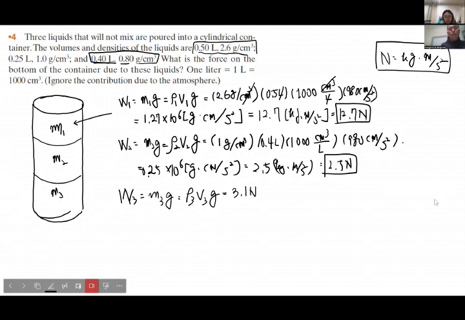Yeah. Now the total force applied by the three liquids sitting inside this container should be the combination of the three weights of the three liquids. So the total gravitational force should be W1, W2, and W3. That is 12.7 Newton plus 2.5 Newton plus 3.1 Newton. So the total force from the three liquids must be 18 Newton.